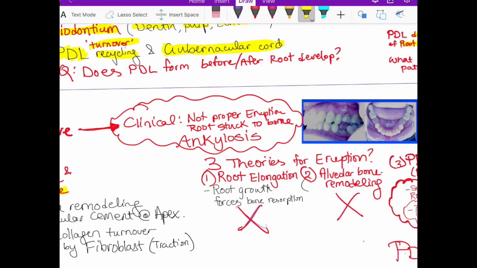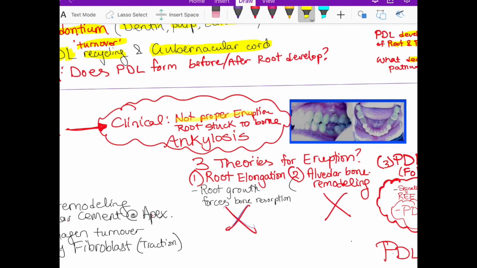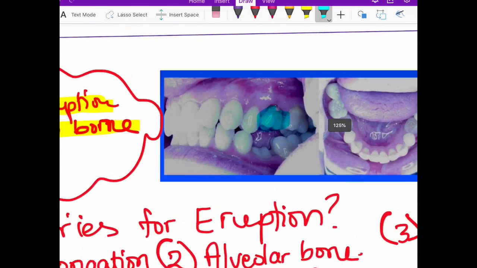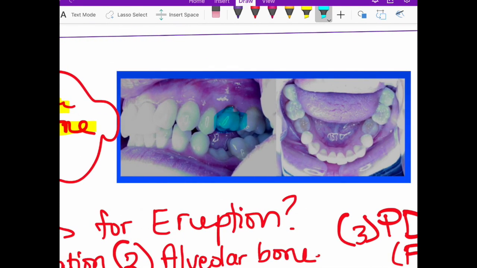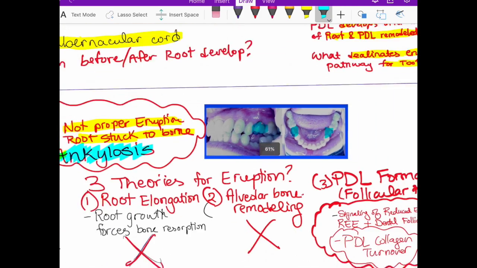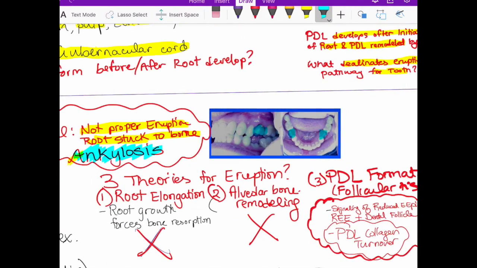The clinical significance of this one is that if you do not have proper eruption, your roots get stuck directly to the bone, and we call that ankylosis. And ankylosis is seen here. As you can see, the tooth is basically below the occlusal plane. Once again, it dips down below the occlusal plane. And you can check that by percussion.